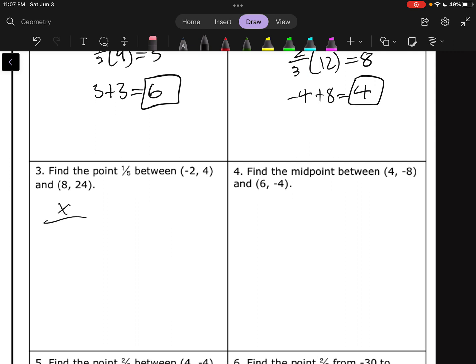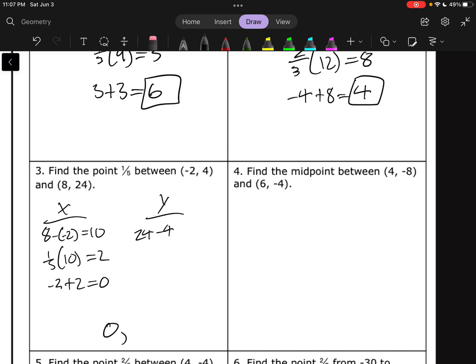Alrighty. For my x's, 8 minus -2 is 10. 1/5 of 10 is 2. -2 plus 2 is 0. And then for y, 24 minus 4 is 20. 1/5 of 20 is 4. 4 plus 4 is 8.